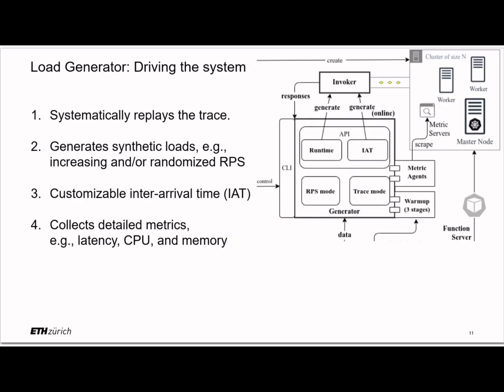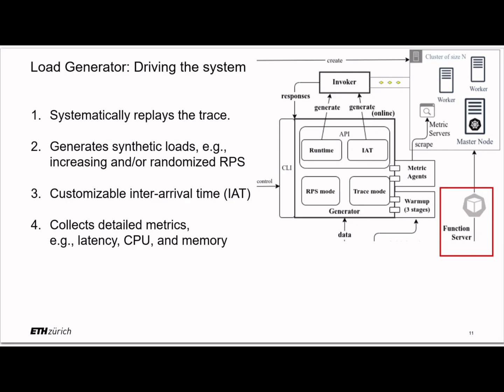So now we have this representative trace. And what we want to do next, as we have done in this course, is to drive the system, right? We drive the system to do the stuff so that we can measure the behavior and learn from it. And so we built this load generator to drive the system and systematically replay the trace. And also we can generate load using different RPS, requests per second, to vary the load in a controlled manner, right? And also we can customize the inter-arrival time, the IAT. Also we want to collect detailed metrics so that we can learn the behavior of the serverless system.